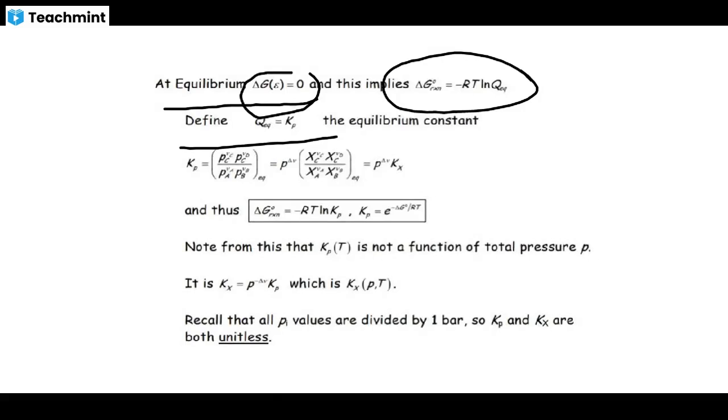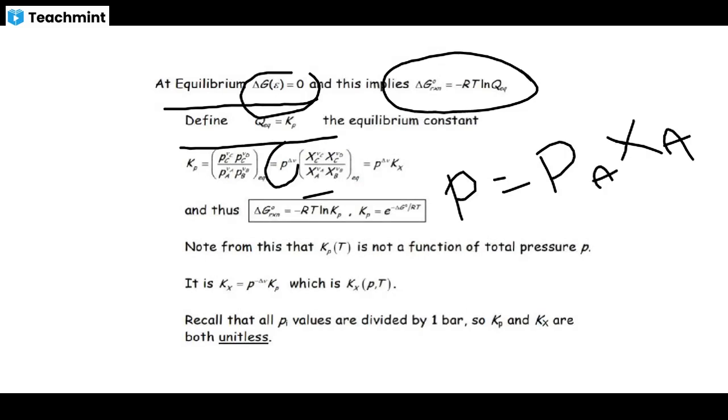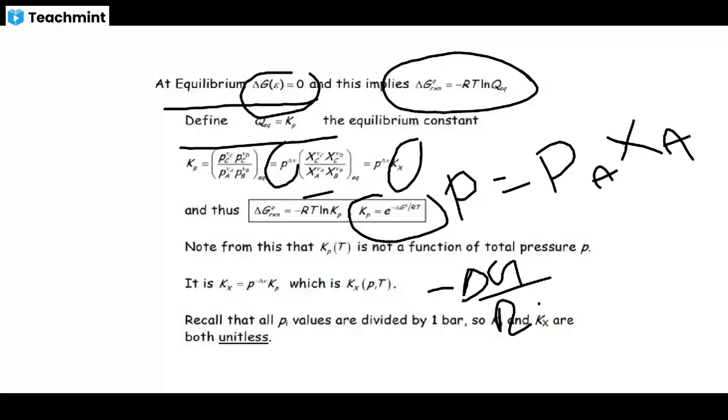You can write the pressure as a function of partial pressure and mole fraction. So take the total pressure outside and the mole fractions here. Then this is the Kx. Delta G naught for the reaction is equal to minus RT ln Kp, so another form is Kp equals e power minus delta G naught by RT. Taking the minus over, minus delta G naught divided by RT equals ln Kp.